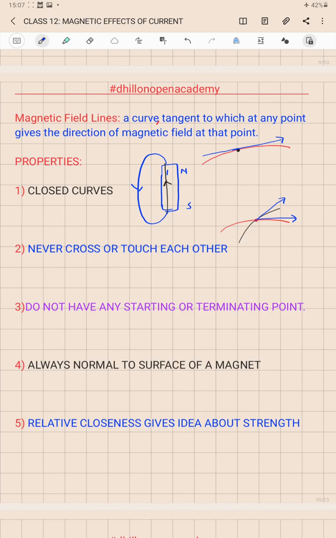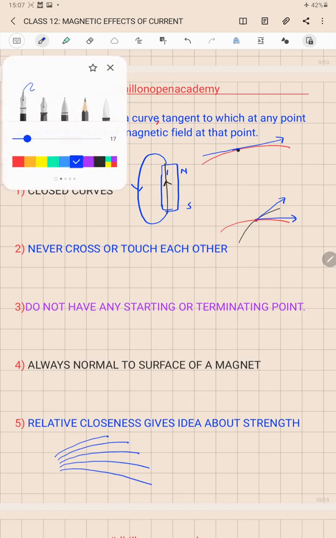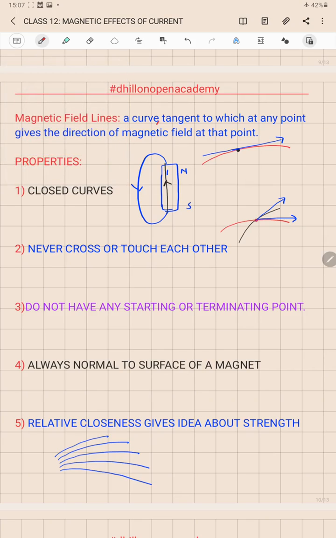Relative closeness of the field lines gives an idea about the strength. So if in a certain region magnetic field lines are close, then the field is strong there, but if in a certain region they are far away, the field strength is weak. So you can see that at a point lying over here, A, the field strength is strong because field lines are close to each other, but at point B, the field is weak because the lines are away from each other. In this way we can find out the strength of the magnetic field just by looking at the magnetic field lines.